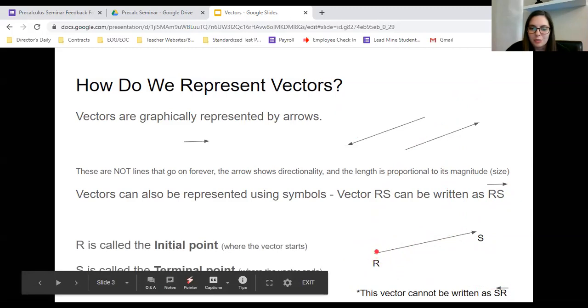R is our initial point, which is where the vector starts, and S is our terminal point where the vector ends. So R has to come first and S has to come last, and the arrow has to always be pointing to the right. So we can't have the arrow pointing to the left, and then we also can't have it in this opposite order here.